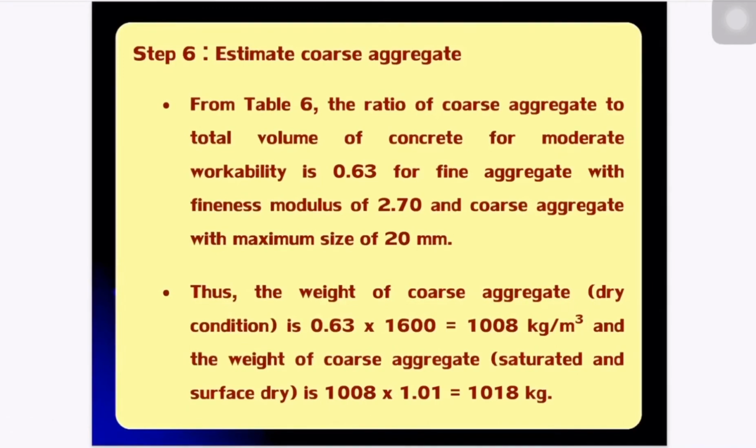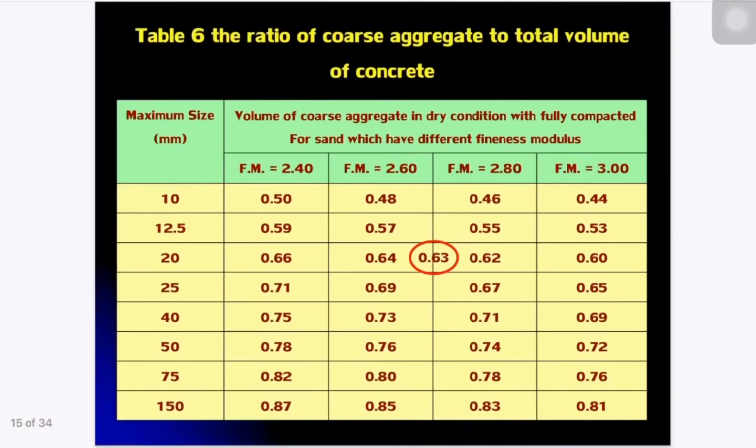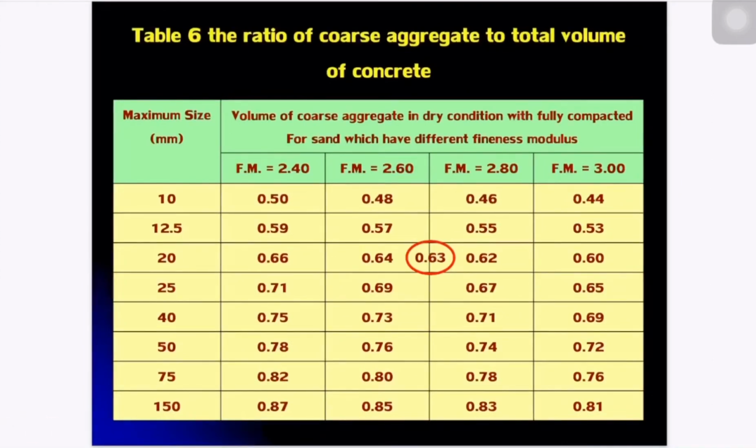To find the quantity of coarse aggregate, from table 6, the volume of coarse aggregate to the volume of the concrete depends on the fineness modulus of sand and the maximum size of coarse aggregate. In this problem, the fineness modulus given by the problem is 2.7 and the maximum size of coarse aggregate is 20. So the volume of coarse aggregate ratio is 0.63.